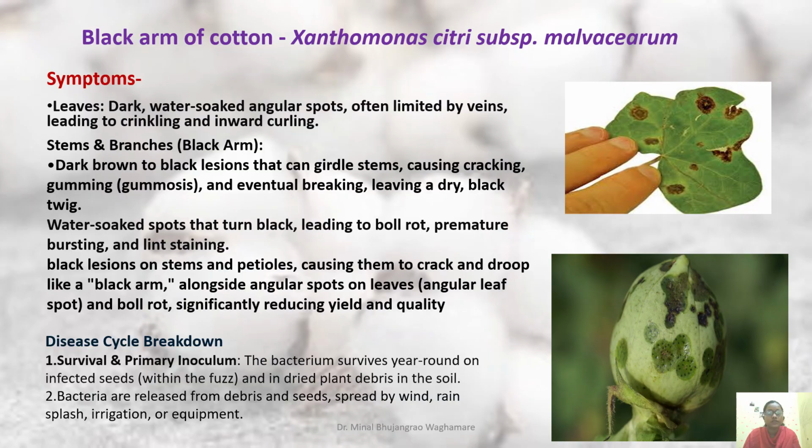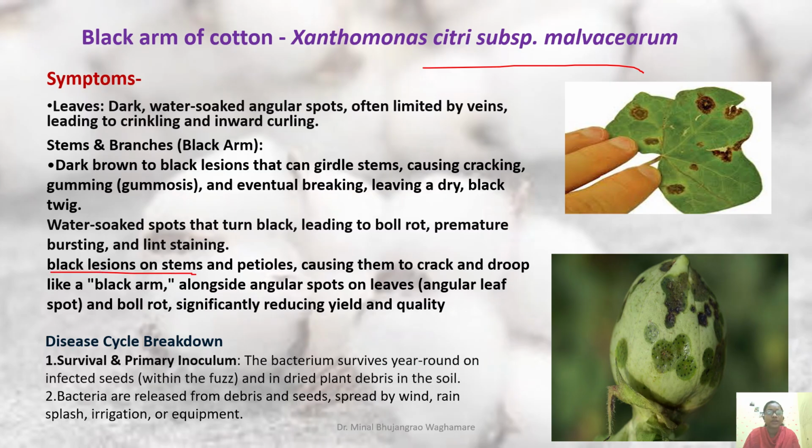Coming to another important disease of cotton, black arm of cotton. The causal organism is Xanthomonas citri pv. malvacearum. This is not a fungal disease, it is a bacterial disease. Why black arm of cotton? Because dark, water-soaked, angular spots appear on the branches and small stems. These branches are the arms of the cotton, and they carry the black lesions.